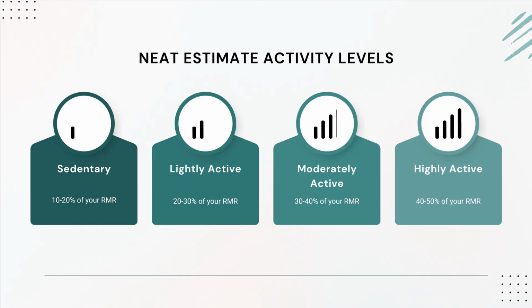Let's start with your NEAT, so your non-exercise activity thermogenesis. This one can be a little tricky, but start by thinking about your lifestyle outside of specific workouts. Here's a chart that can help. Okay, so you can estimate your activity level or your NEAT. If you're totally sedentary, you would take 10 to 20% of your resting metabolic rate. So in Michelle's case, that would be 143 to 286 calories.